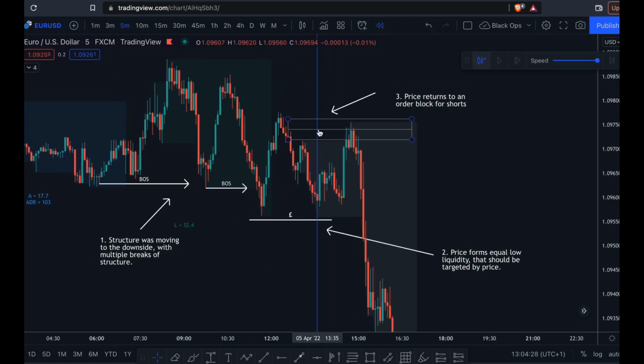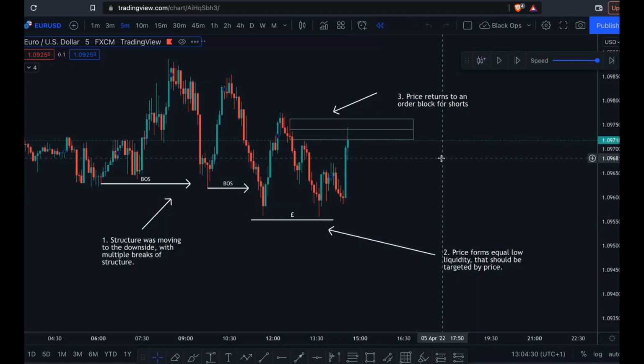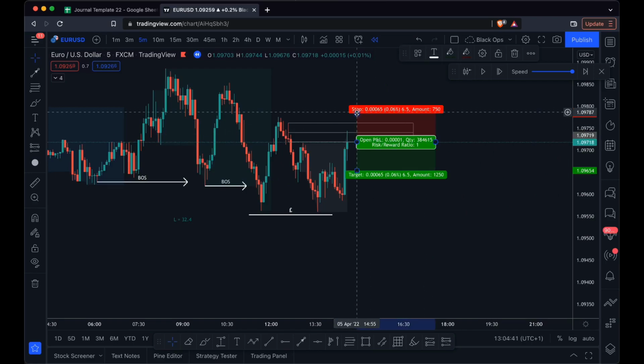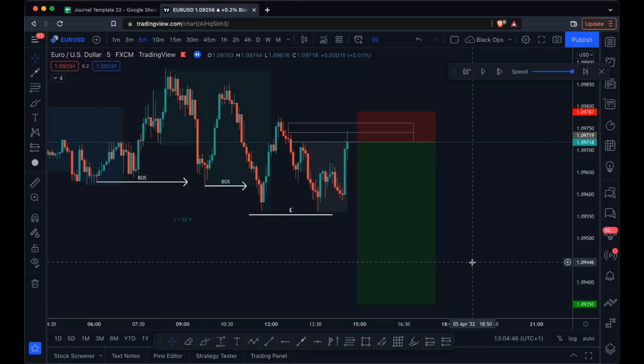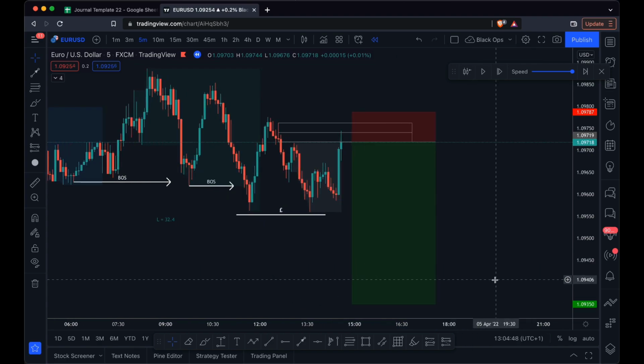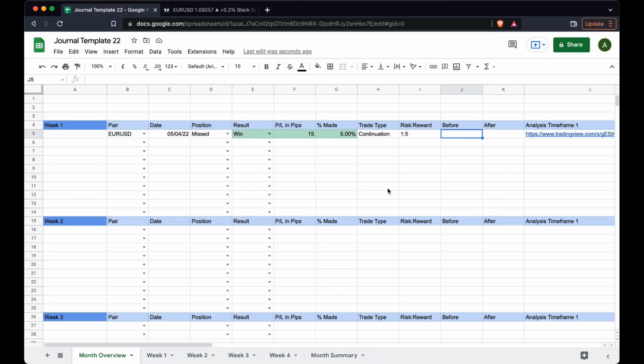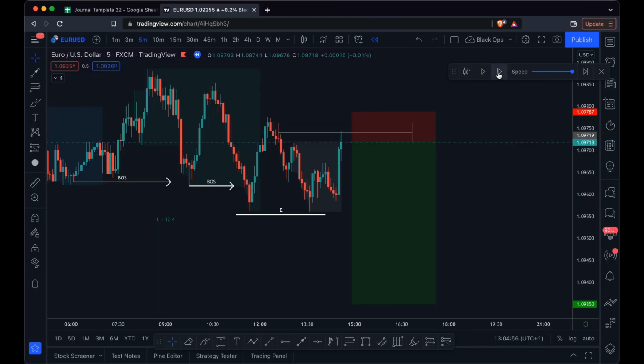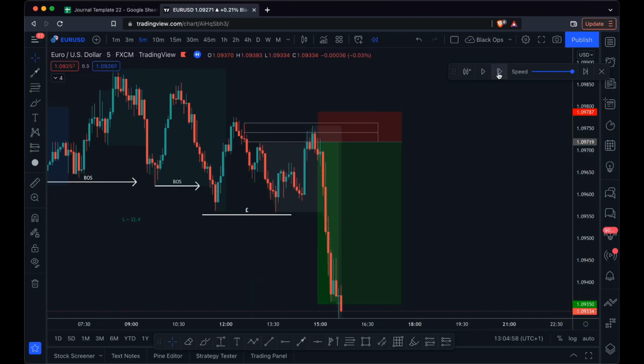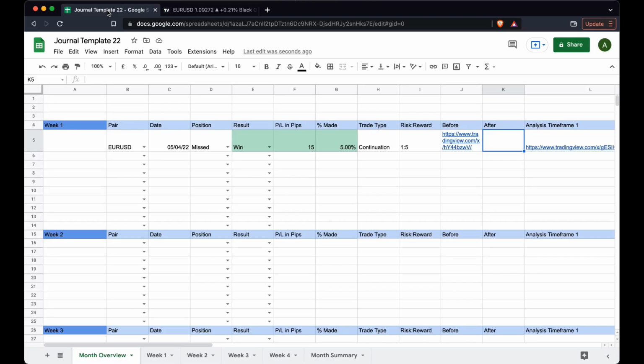You'd use your rewind tool to rewind to here, and you would have it like this with stops like that or whatever. Then you just take a screenshot of this and you'd put it over here. And then the after one, you're going to come back, play it out, and do the same thing. Take that screenshot link and paste it over here. And then we're going to write here, continuation win NY session.